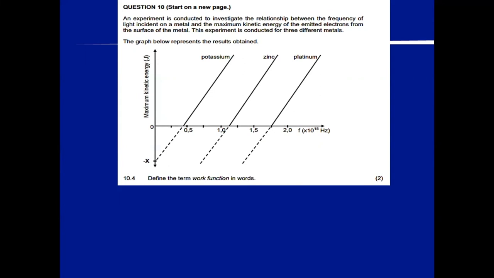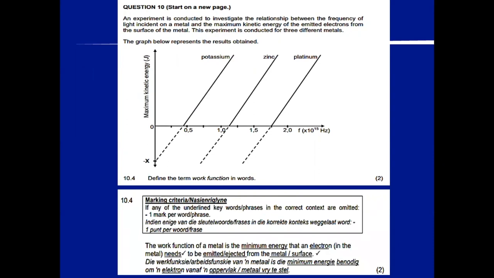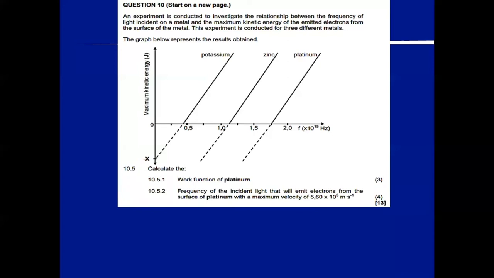Then 10.4, define the work function in words. I need to say this is one of the recall questions that you can be asked. I've seen in most years, they ask two definitions in this one. They can ask you threshold frequency, they can ask you work function. And remember, there are certain key words that we need to see in the definition. The work function of a metal is the minimum energy that an electron in the metal needs to be emitted from a certain metal surface. There are those underlined words that you definitely need to include in your definition. And remember, you are not being asked to give your opinion. You should stick to the guideline.